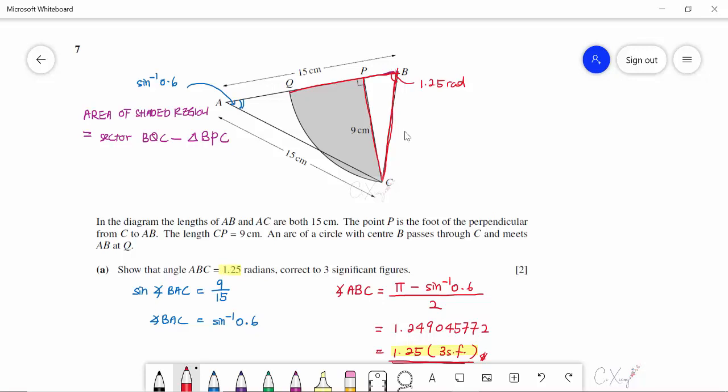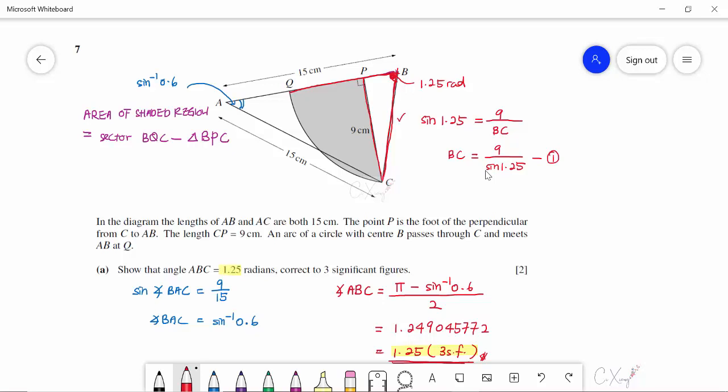From this triangle, I know that sine 1.25 is equal to 9 over BC. I will choose this method because it is slightly shorter, instead of using the cosine rule, which is quite long. I use the ratio in the triangle, therefore I can get BC easily. I just keep it like this first.